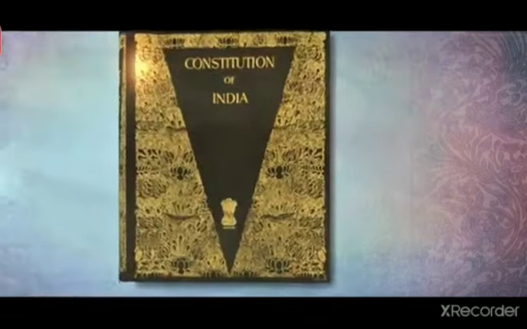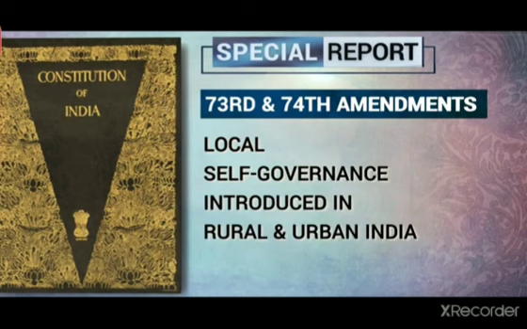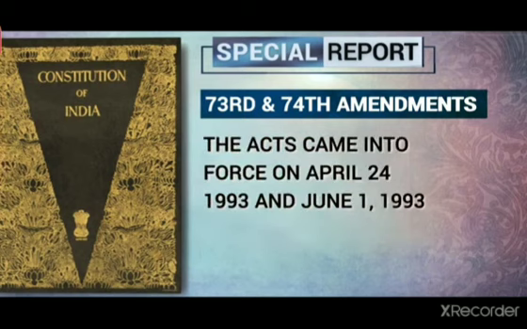73rd and 74th constitutional amendments were passed by Parliament in December 1992. Through these amendments, local self-governance was introduced in rural and urban India. The Acts came into force as the Constitution 73rd Amendment Act 1992 on April 24, 1993 and the Constitution 74th Amendment Act 1992 on June 1, 1993.